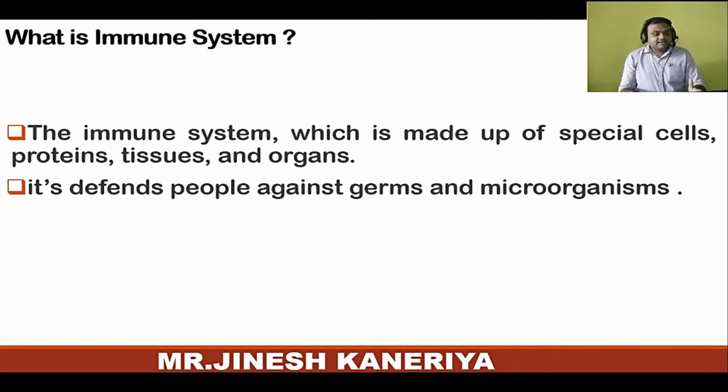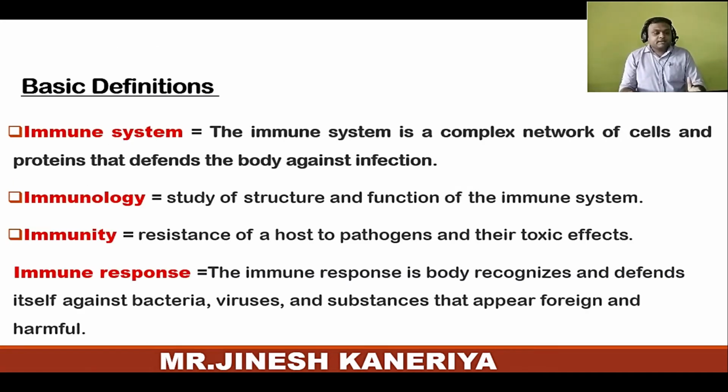Next, what is the immune system? The immune system is made up of special cells, proteins, tissues and organs. It defends people against germs and microorganisms. So this is the most important factor of the immune system in our body. So we discuss the basic definitions about the immune system.